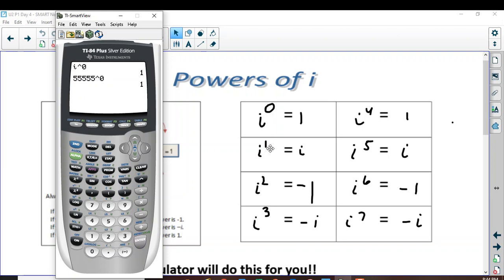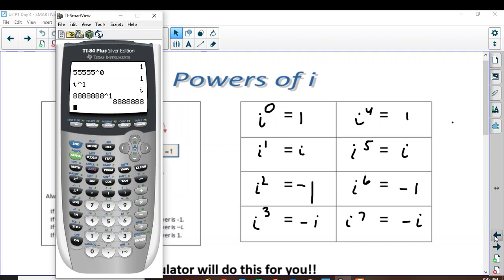And now I'm going to do i to the first power. So I'm going to go second decimal, and then take that to the first power, and I get i. That's because, again, anything to the first power is that thing. So something to the 0 power is 1, something to the first power is that thing. And then if I take i squared, that equals -1.